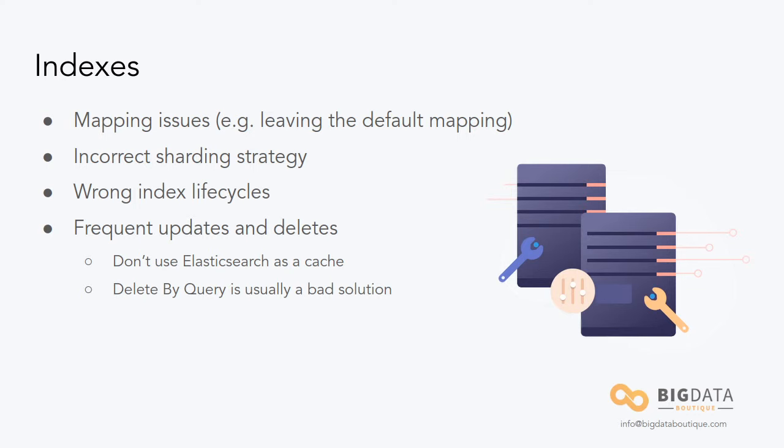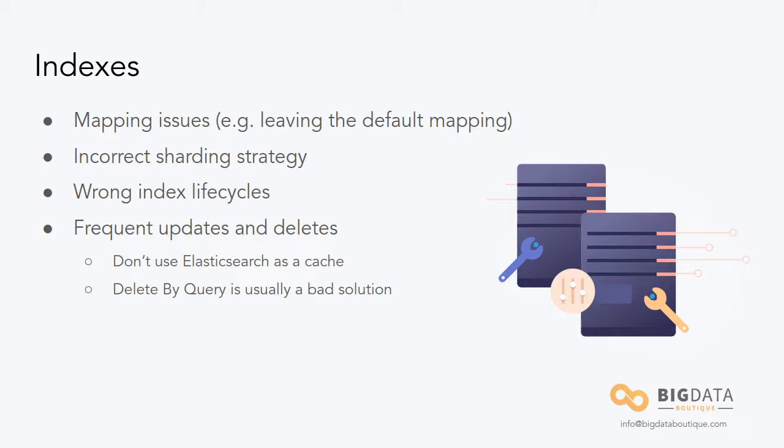Another issue we see with indexes is incorrect sharding strategy. For example, using the routing variable. If you know what it is, our recommendation is not to use it. There are better options nowadays. Or just having way too many shards on the cluster, many small shards and things like that. You should really consider your sharding strategy, making sure you have as few shards as possible and as needed. And that will really help your cluster stability and also responding to queries in a timely manner.